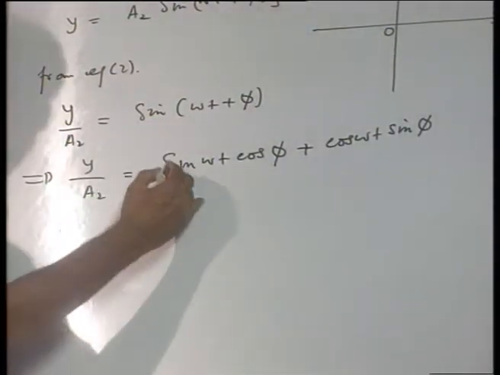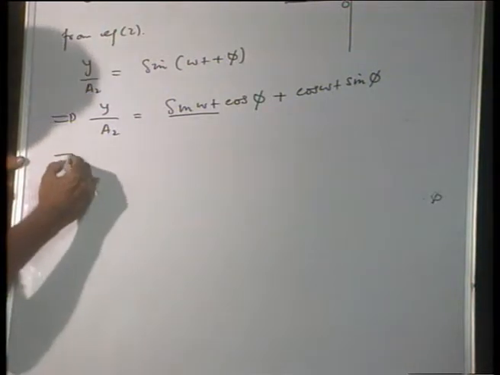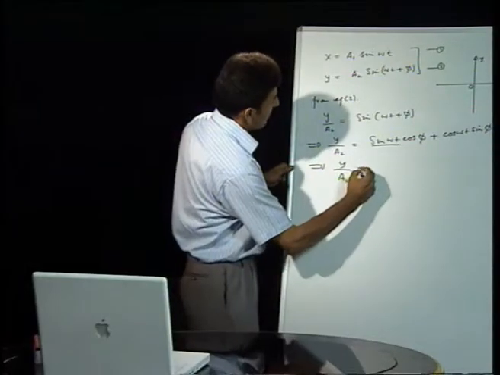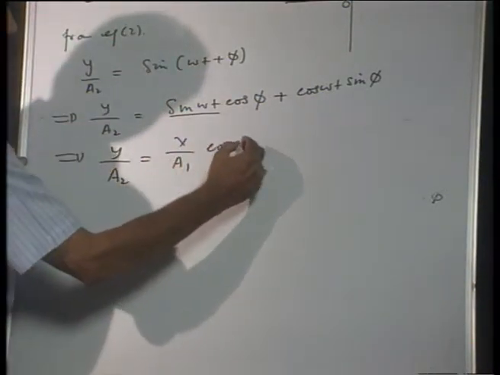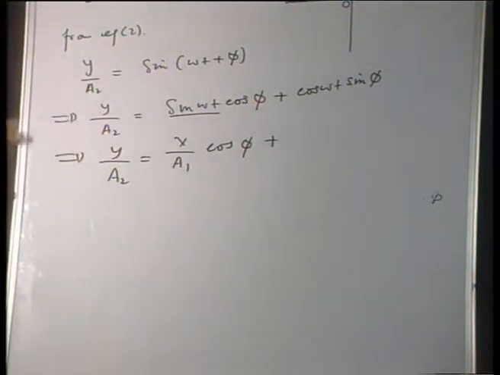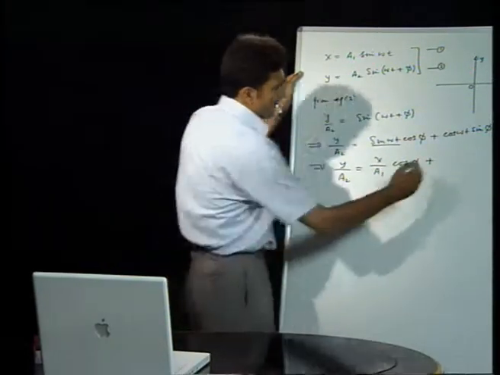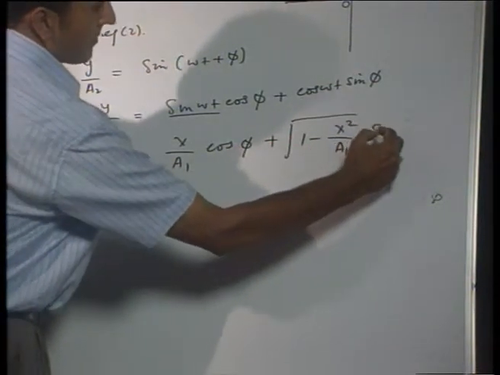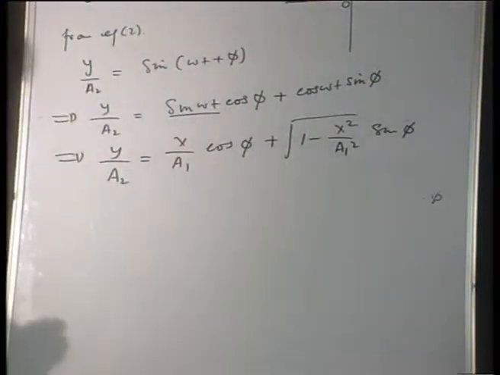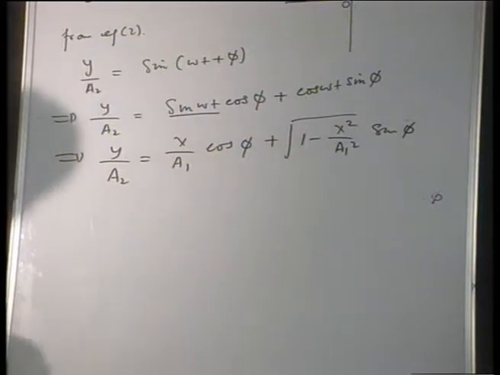Now this sine omega t can be substituted from the first equation. And when we substitute it, it is y by a2 equal to x by a1 cos phi plus, what about cos omega t? Yes, cos omega t can be substituted in terms of sine omega t, and it can be root of 1 minus x square by a1 square, times sine phi. You please look at this equation very carefully. If we shift it to the left and then square, we'll get this one.